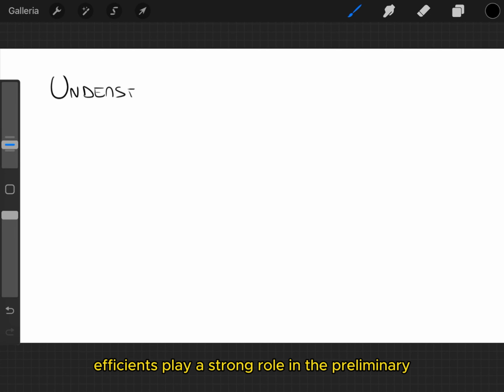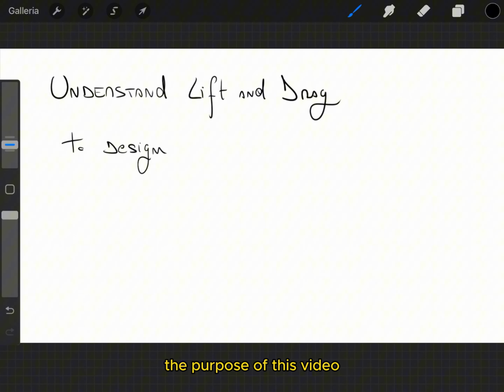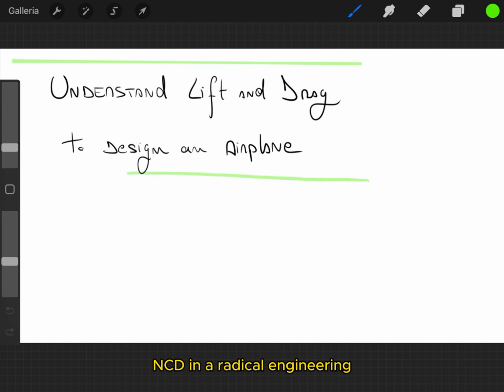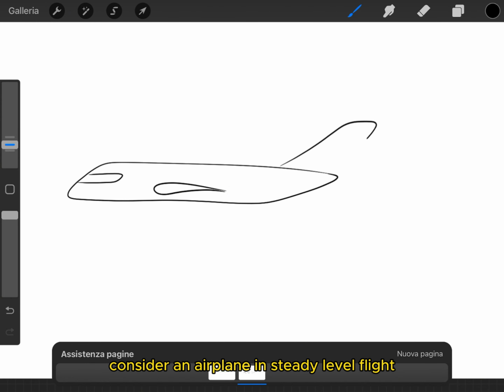Lift and drag coefficients play a strong role in the preliminary design and performance analysis of airplanes. The purpose of this video is to reinforce the importance of CL and CD in aeronautical engineering. Consider an airplane in steady level flight.